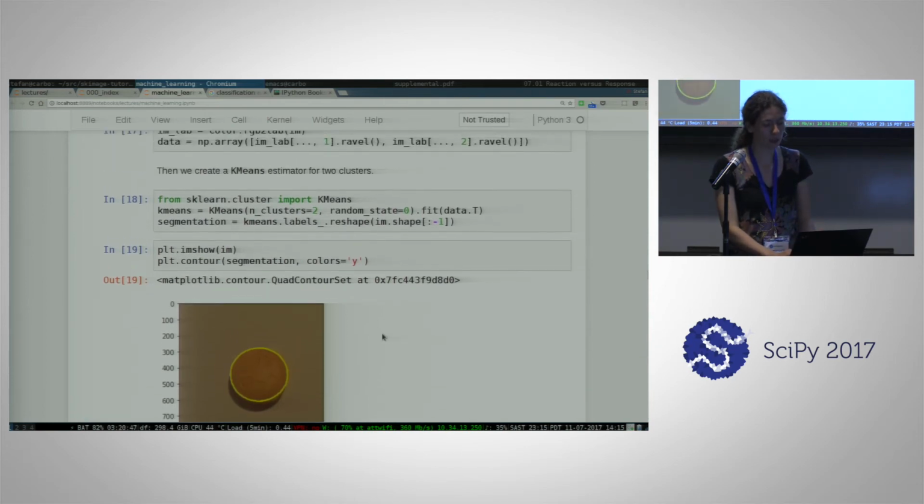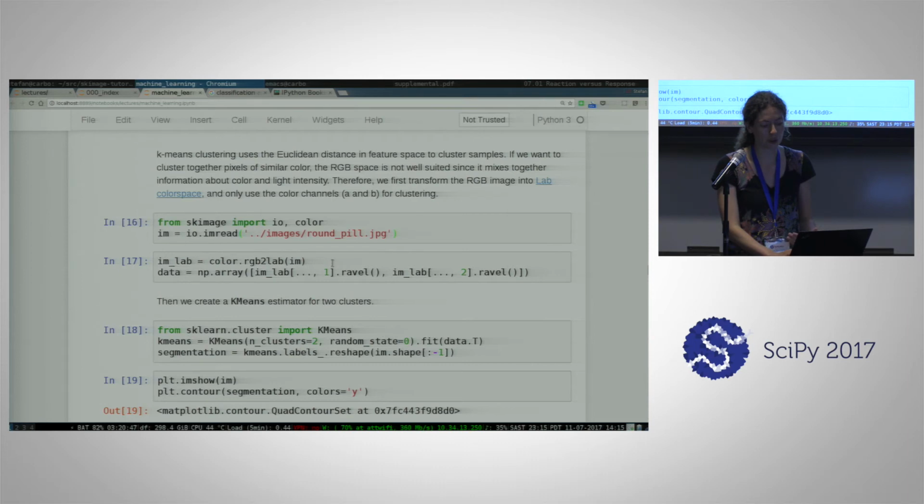Therefore, we transform the image into a different color space, which is called the LAB. I don't know if it's called lab or LAB, you know, Stefan? But I think it's LAB. With the first dimension L, it's the lightness, and then A and B, they correspond to different directions of color intensity.